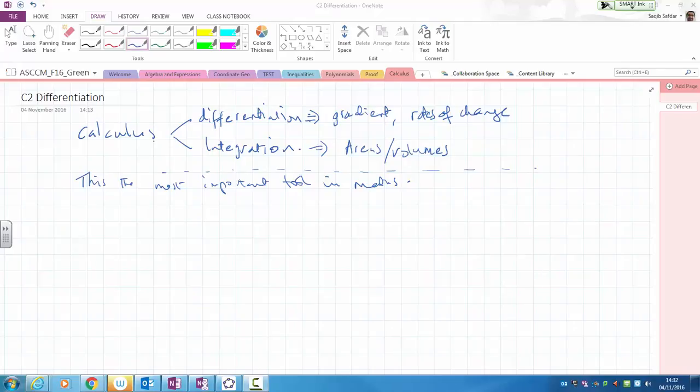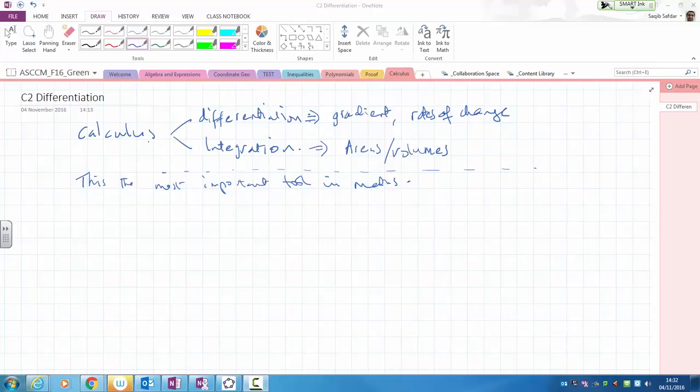Alright, so calculus is made up of two branches, differentiation and integration. Differentiation allows us to work out things like the gradient or rates of change problems, and integration allows us to work out areas and volume. Both differentiation and integration are intimately related, and I'll show you how later on.